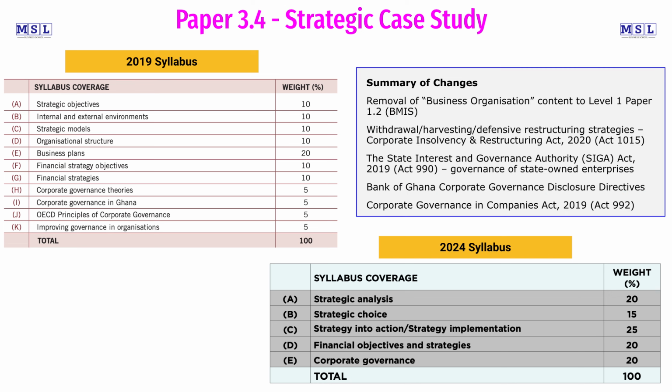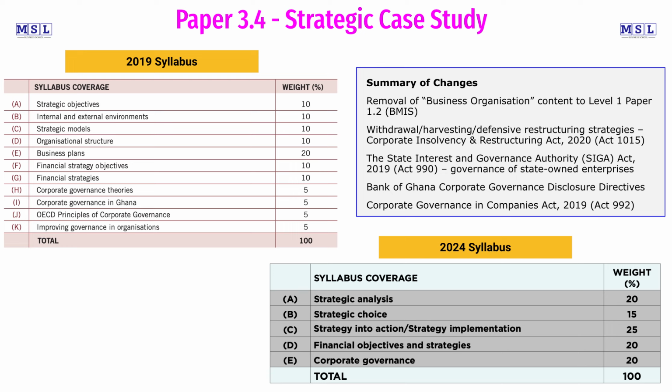And I think the biggest thing to remember is that business organizations or structures of businesses, right? The types of organizational structures is leaving the case study paper and is going to level 1, paper 1.2 in the business management and information system paper, right? So that is it in terms of the change. Everything else pretty much stays the same.